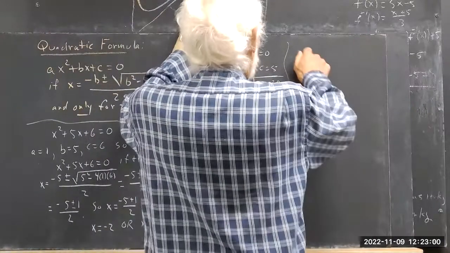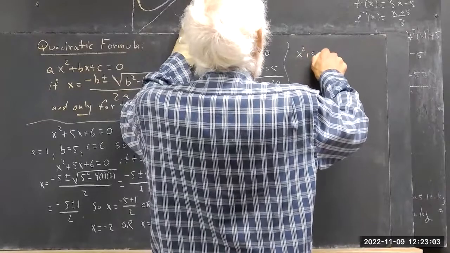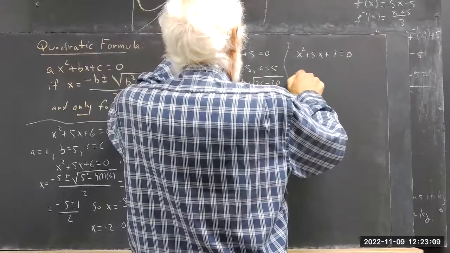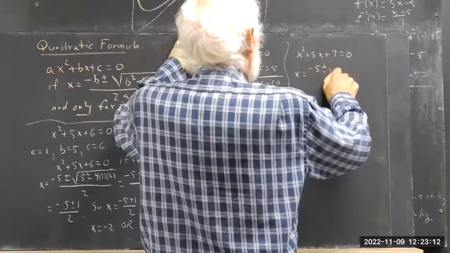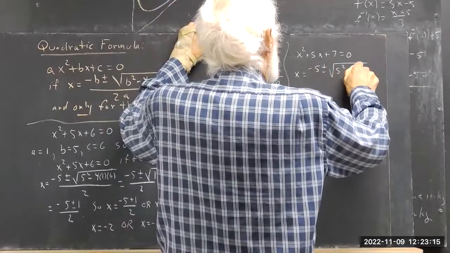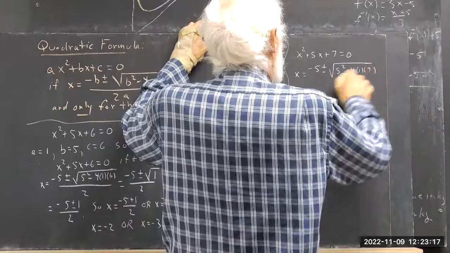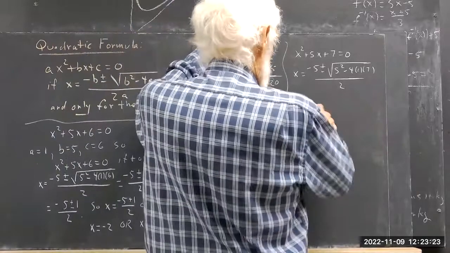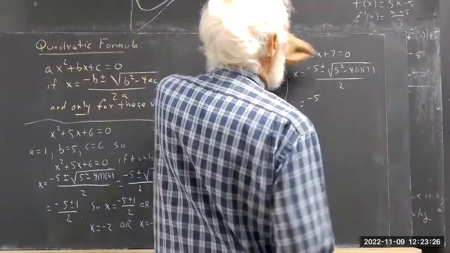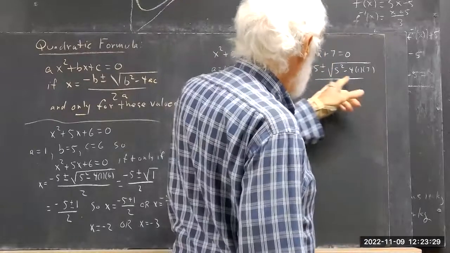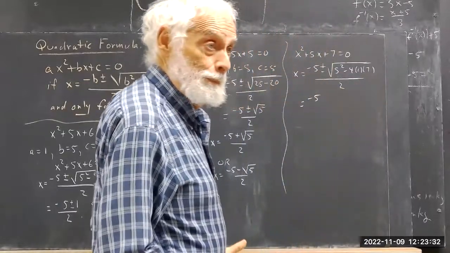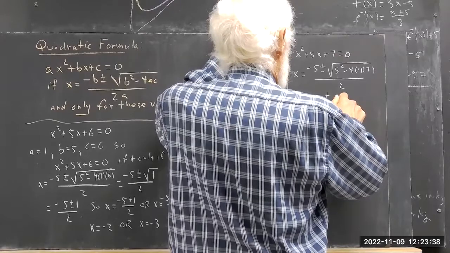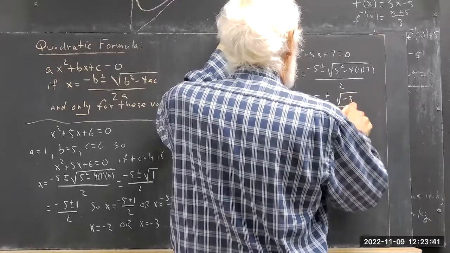Now, what if I have x squared plus 5x plus 7 equals 0? Well, let's just write this out, just the same as before. What's 4 times 7? It's 28. 25 minus 28 is -3. So we get -5 plus or minus the square root of -3, over 2.